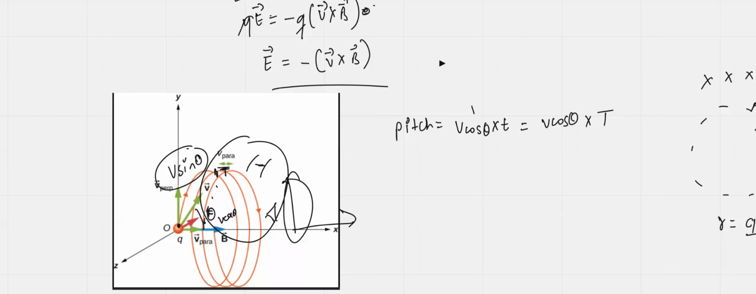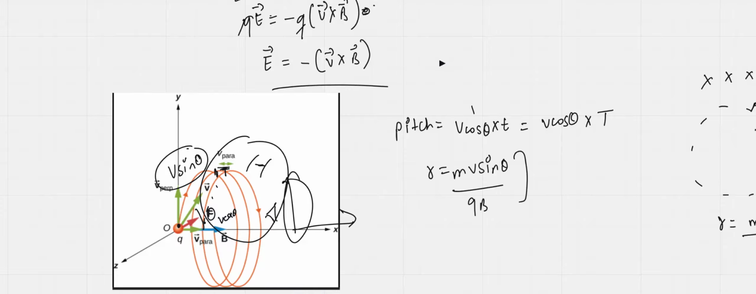Is this correct or incorrect? It's quite incorrect, right? It should be MV by QB. Look, that is the formula. But here, what is my velocity? That is V times sine theta. So that relation which we have used is very helpful over here, right? So here you can say the radius it is going to cover is mv times sine theta divided by q times B.